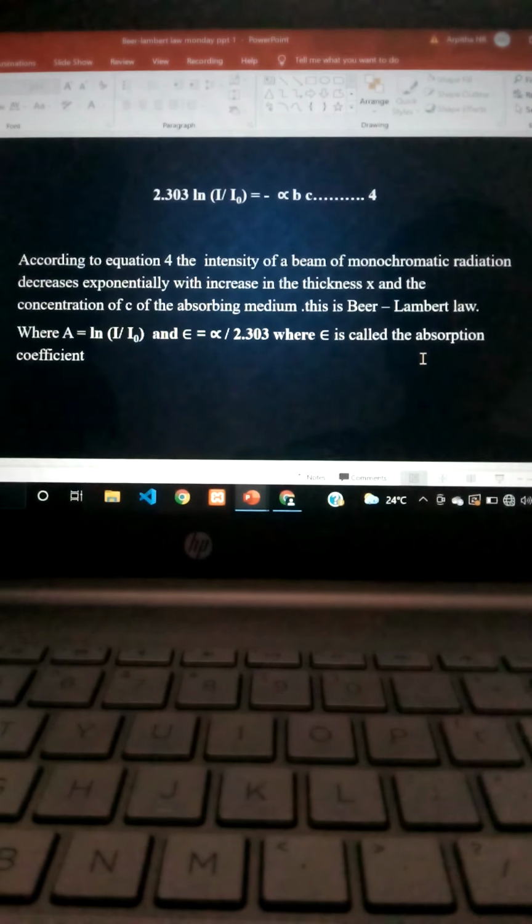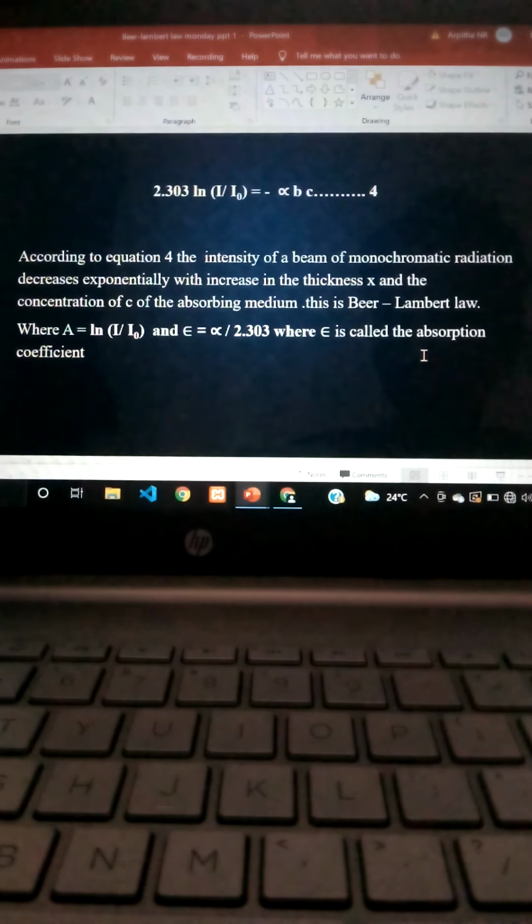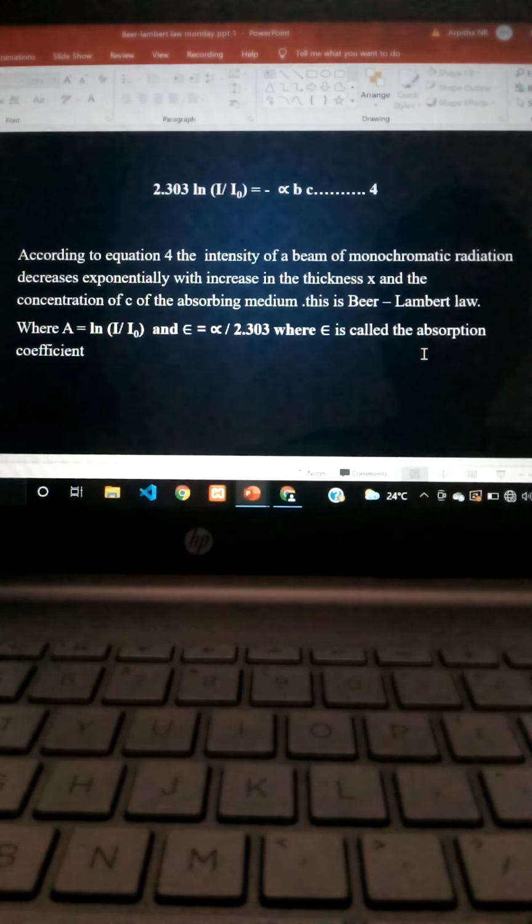I hope the concept is clear to all. So this is all about the statement and derivation of Beer-Lambert's law.